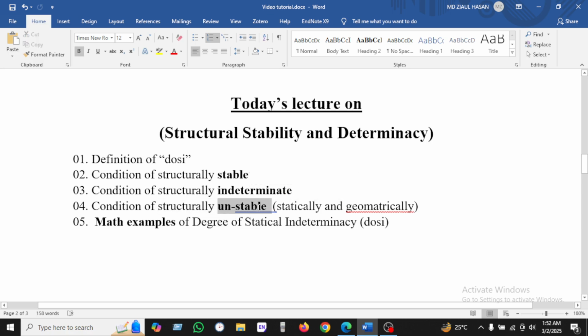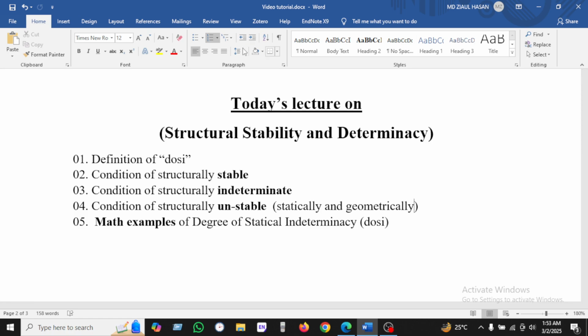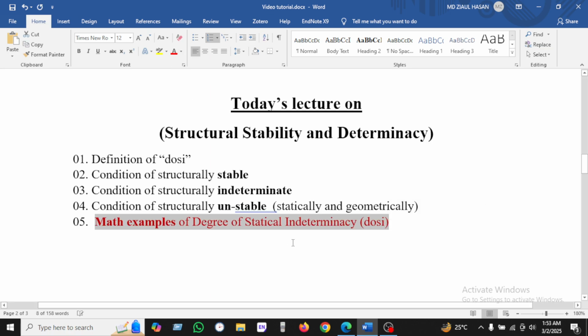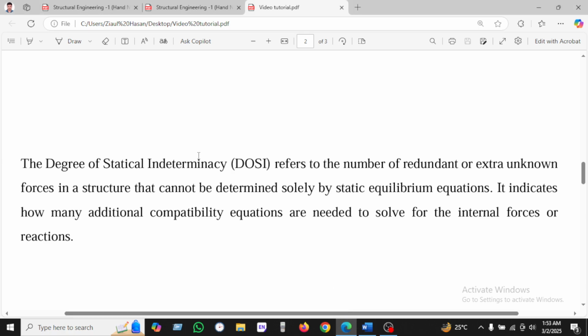The unstable is contained in two sides: statically unstable and geometrically unstable. And last, we will see a math example of the degree of statical indeterminacy, which is called DOSI. This is important. Okay, so let's start with the definition.